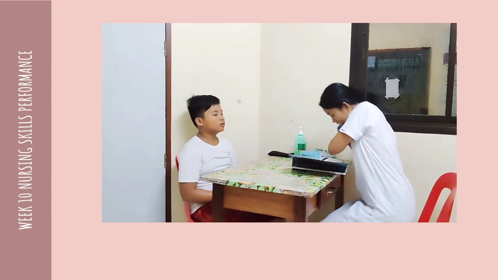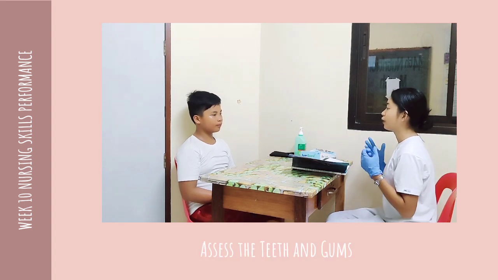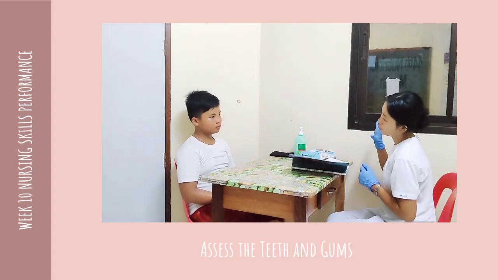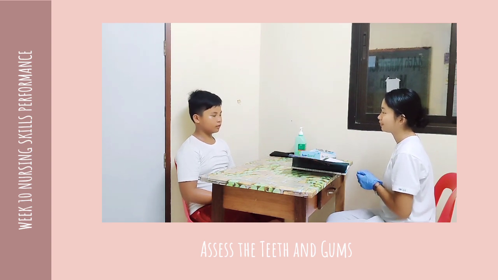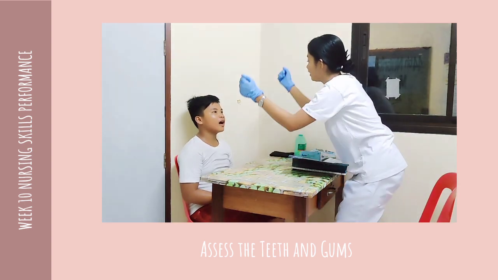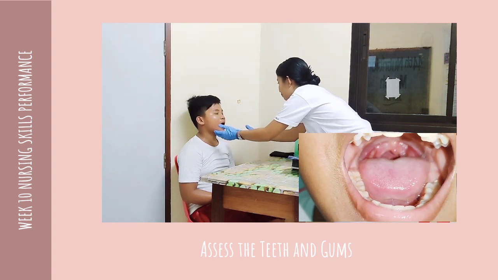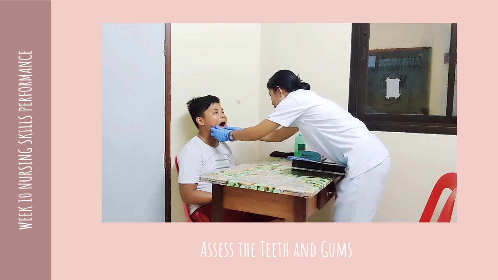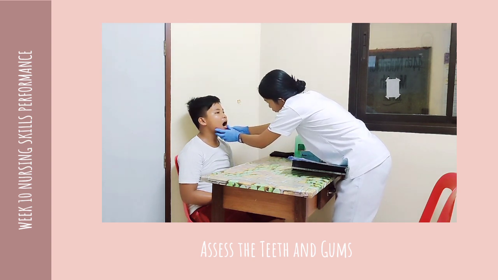Okay, that's it. And then, let's go to your teeth and gums. So I'm going to inspect and also check the number of your teeth. Okay lang po ba yan? Okay. So, can you say ah again? So I'm going to check your teeth. Do you mind if I count them? Okay, so 1, 2, 3, 4, 5, 6, 7, 8, 9, 10, 11, 12, 13, 14.